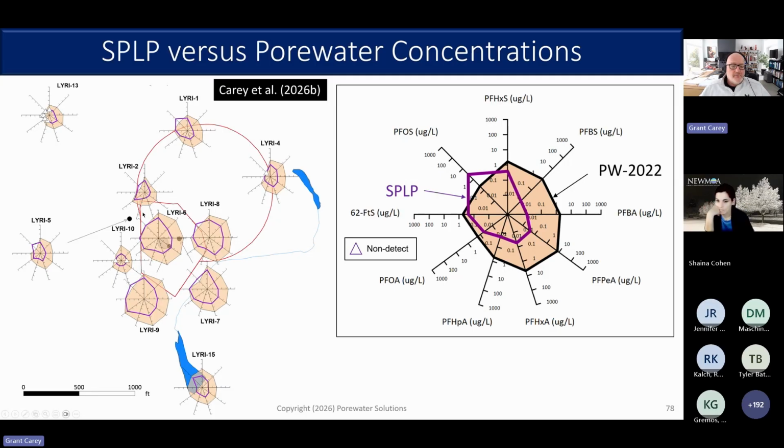For PFOS, the SPLP tends to overestimate. Sometimes it's a little bit less, but it tends to be about half to an order of magnitude higher than pore water for PFOS, but then it's lower for most of the other species. So that's just something to be aware of, is that if you're looking at SPLP for Kd tests, that might be representative, but I personally wouldn't use SPLP to approximate what the pore water concentrations are. We have to do a lot more sampling to try and estimate what that might be.